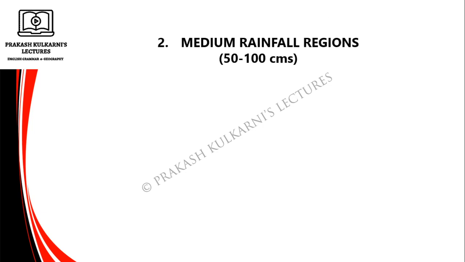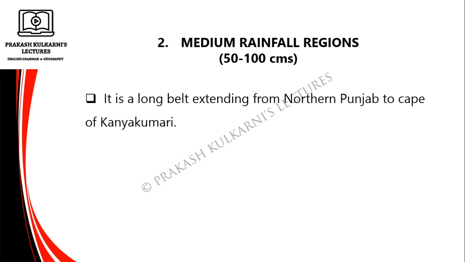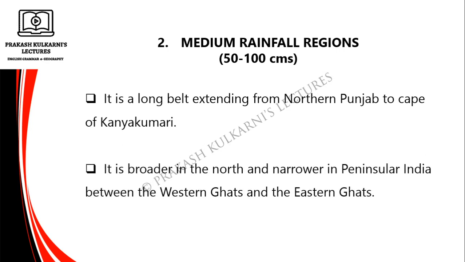Medium rainfall regions, 50 to 100 centimeters. It is a long belt extending from northern Punjab to Cape of Kanyakumari. It is broader in the north and narrower in the peninsular India between the Western Ghats and the Eastern Ghats.